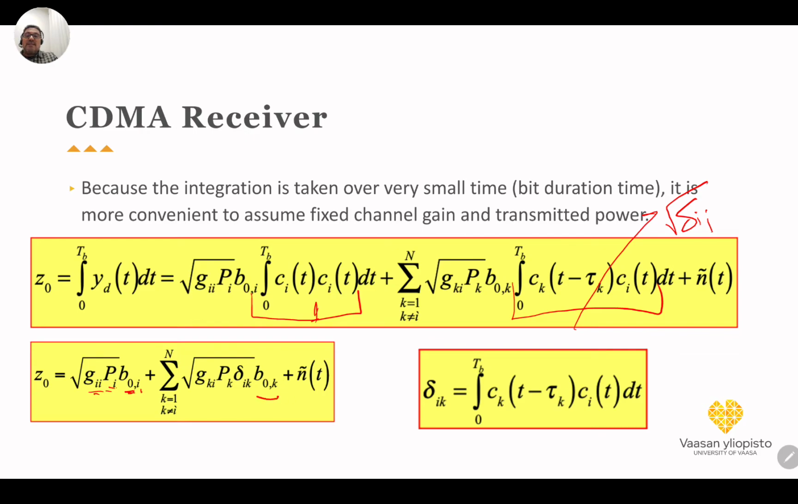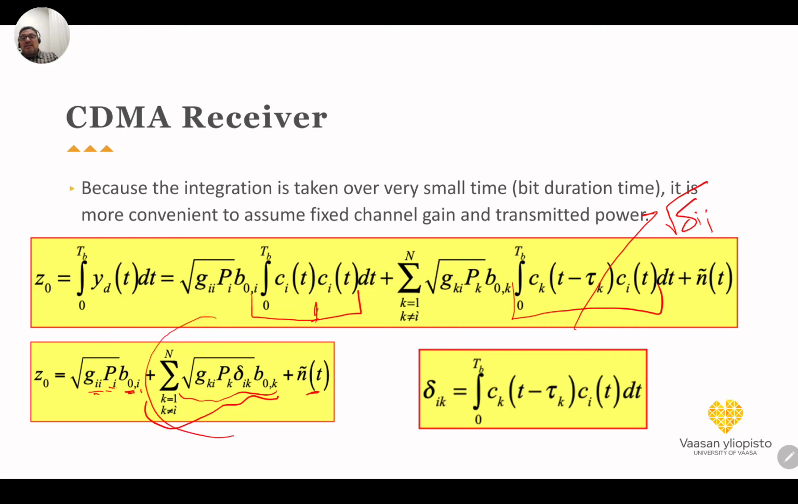Plus, now we have the interference part. The interference part comes from all other transmitters from 1 up to n, where k does not equal i. This is the contribution of the interference, so it is multiplied by B0k, the transmitted bit from all other users except user i, and this is the additive noise. This is finally the signal.